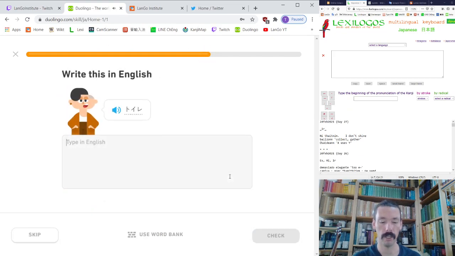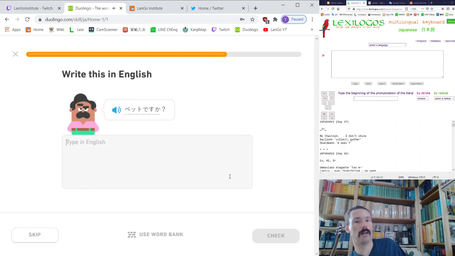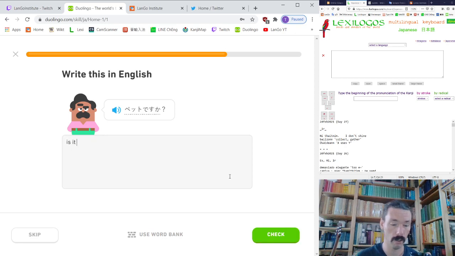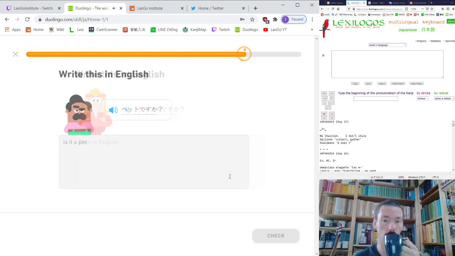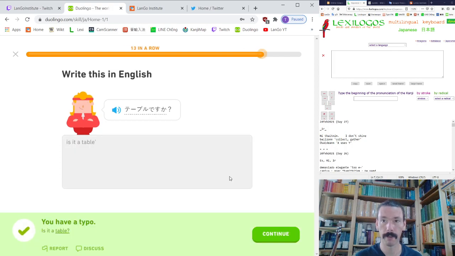トイレ、 Toire, bathroom. ペットですか？ Petto desu ka? Question. We're going to again supply the subject. Is it, we will say, a pet. テーブルですか？ Table desu ka? Is it a table?